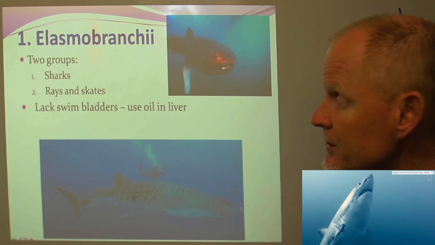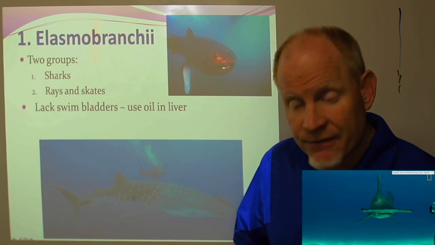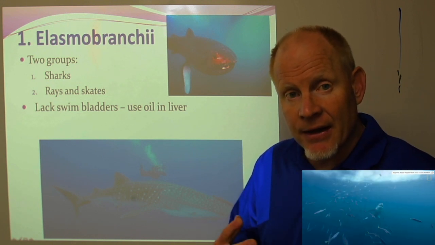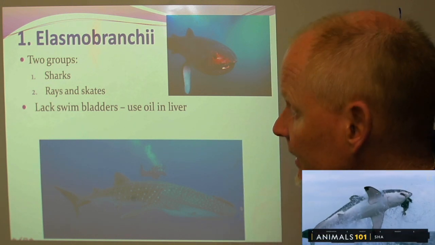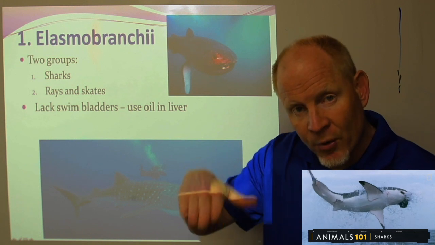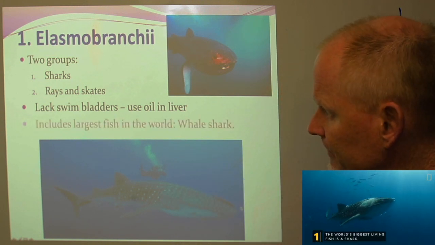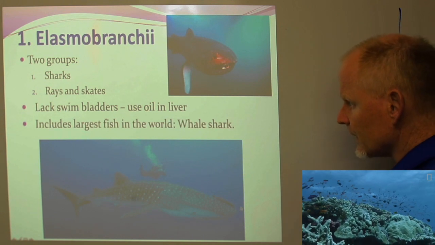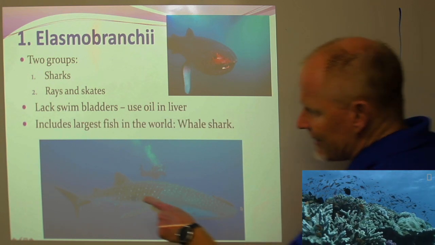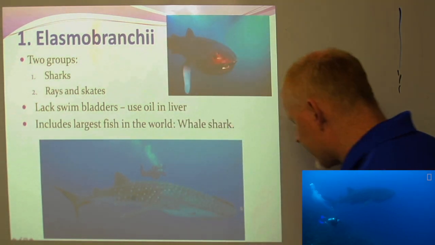Sharks don't have those. So they have really large livers if you were ever to open up a shark. And they have a lot of oil that's associated with their body organs. The oil makes them more buoyant. The other major thing that goes along with their lack of swim bladders is they have often what is called a heterocercal tail.